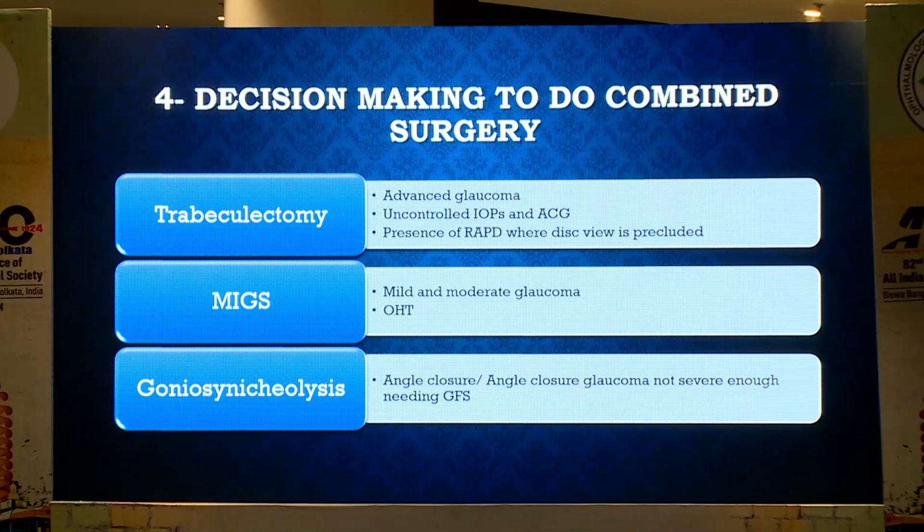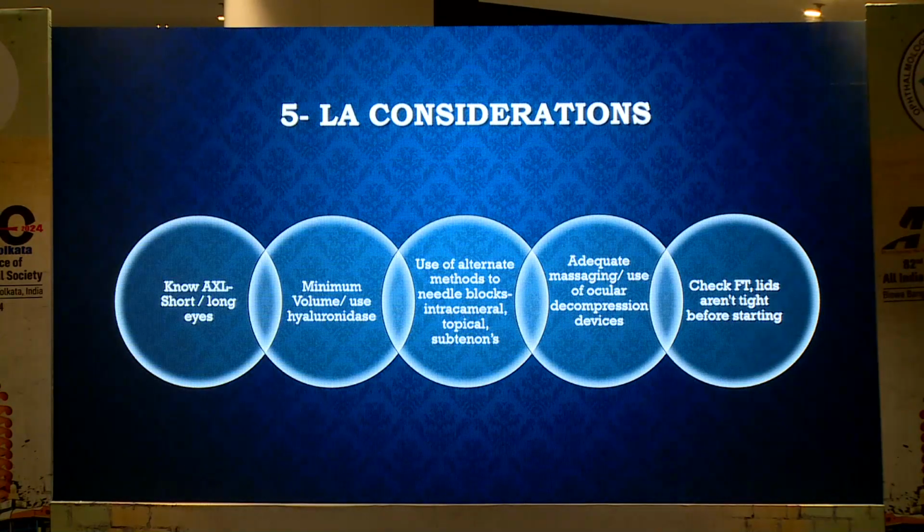The fourth step would be the decision making to do combined surgery. We all know that advanced glaucomas, patients who are on 3 or more anti-glaucoma medications, might require a combined trabeculectomy along with phacoemulsification. In cases where the disc view is precluded, like in lens-induced glaucomas, look for the presence of RAPD, which again gives a cue regarding the disc status. In mild and moderate glaucomas with cataract, you can combine it with MIGS as well. Angle closures, goniosynechialysis can also be combined with phacoemulsification.